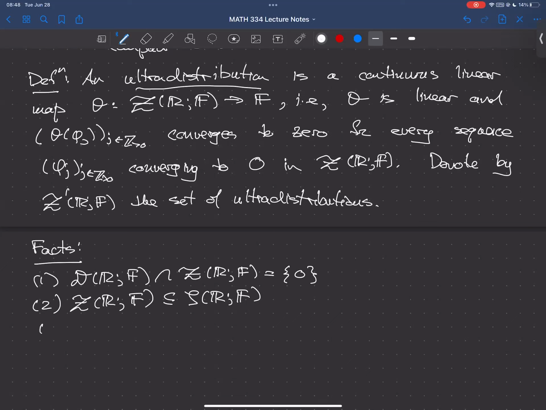Okay, so the inclusion of the test signals like so suggests that when you take primes, you're going to reverse it, and that's true. So tempered distributions are ultra distributions. Okay, good.